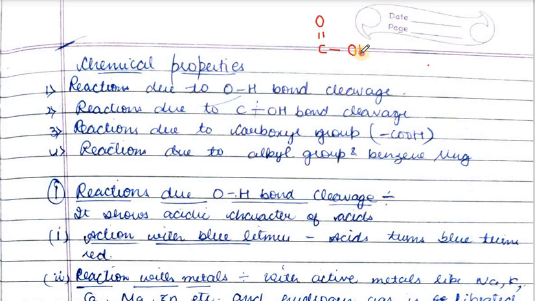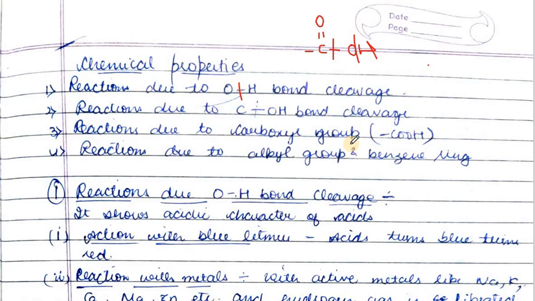4 parts. That is, first are the reactions in which only the OH bond is cleaved, that is, this bond is cleaved. And second are the reactions in which this carbon oxygen bond is cleaved. And third, the reactions in which the whole COOH group is involved. And last is reactions due to the alkyl group which is attached to the benzene ring.